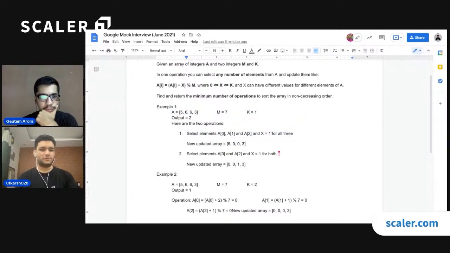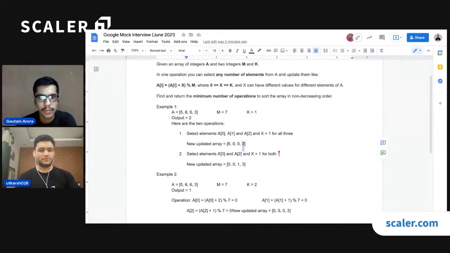So when we select a of 0 and add 1 to a of 0, it will become 5 plus 1, 6. When we add 1 to a of 1, mod with 7, it will become 0. Similarly, when we add 1 to 6, it will again become 7, and mod with 7 becomes 0. And 3 will remain as it is because we are not doing anything.